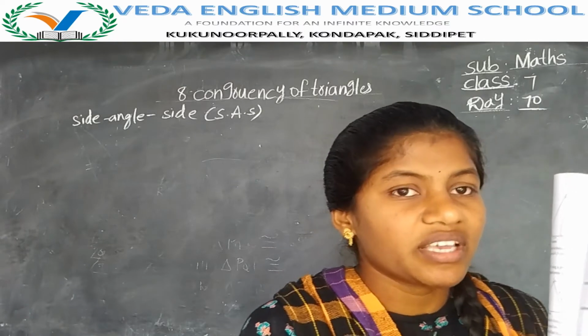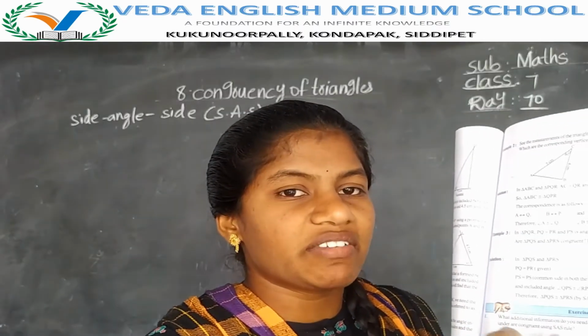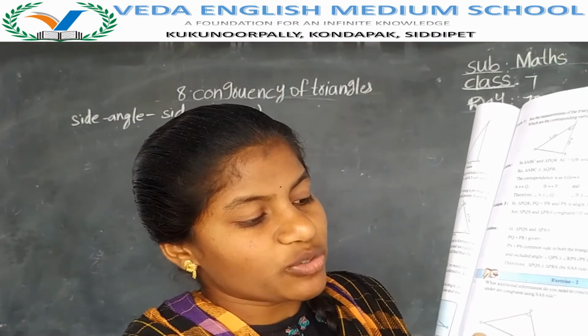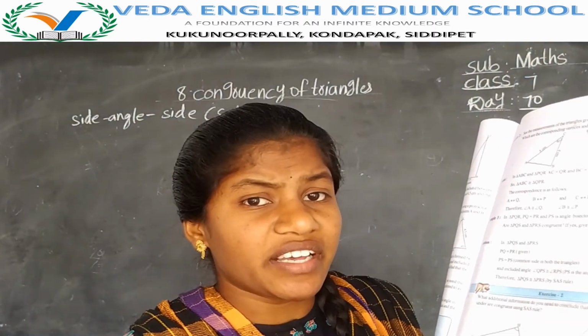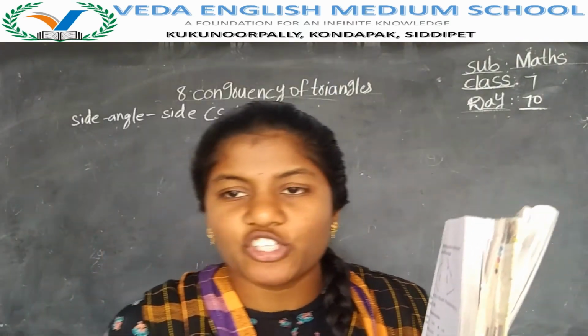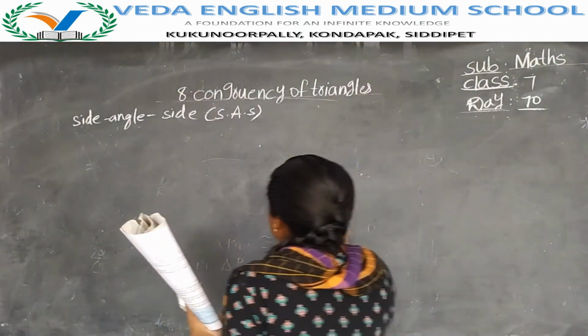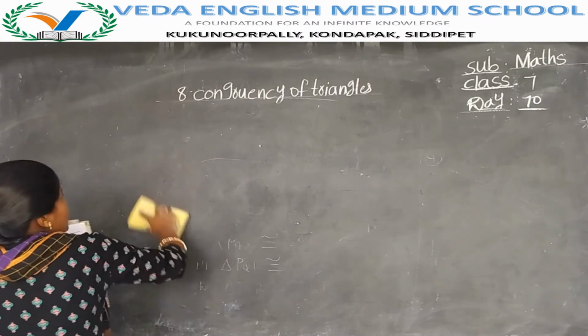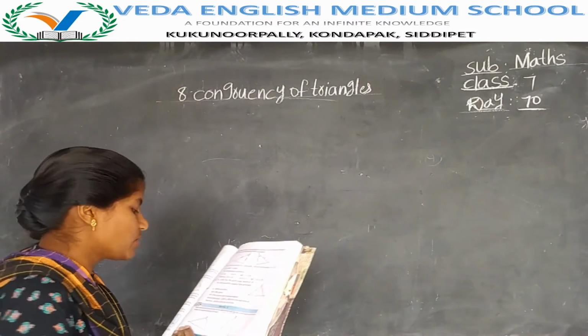What extra information do we need to say these two triangles are equal by the SAS rule? They said that these two angles are equal. Then what do we need here? We have to say which two sides are equal. So the SAS rule means any two sides and one angle should be equal. So, exercise 2.